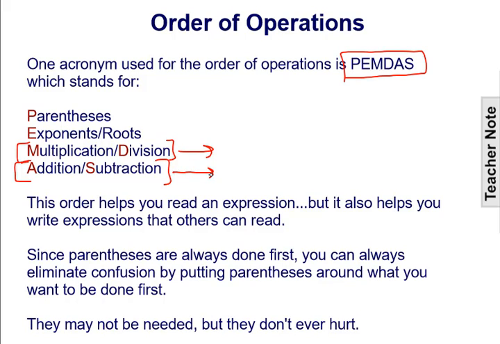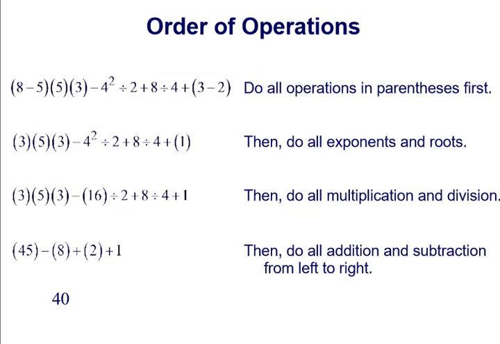Let's see it in an actual example. Let's go back to that very long and operation-filled expression. We had 8 minus 5 times 3 minus 4 squared divided by 2 plus 8 divided by 4 plus 3 minus 2. And again, at first we were like, what should we do first? We all had our own opinions. But now, using the order of operations, everybody's answer should be the same.